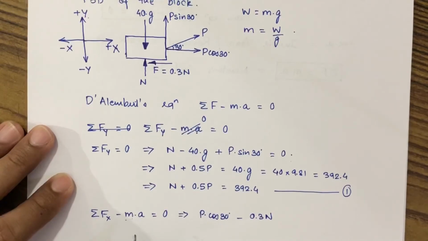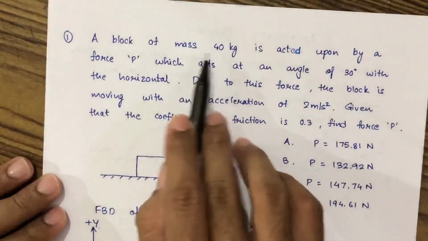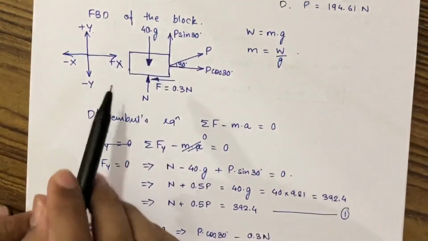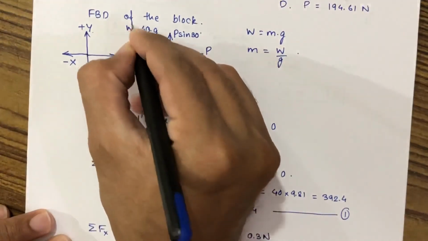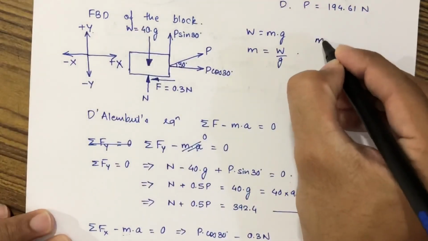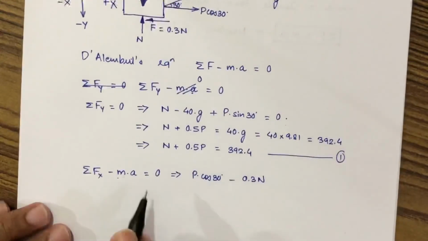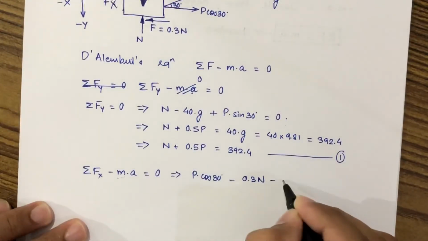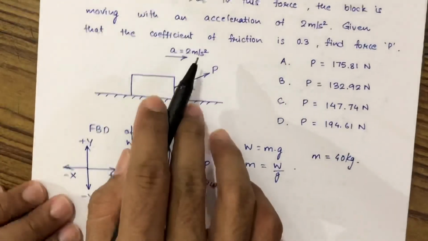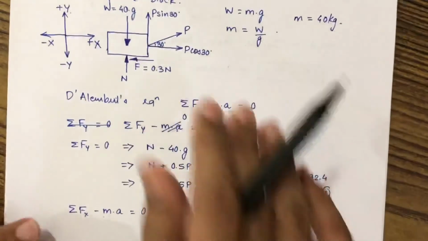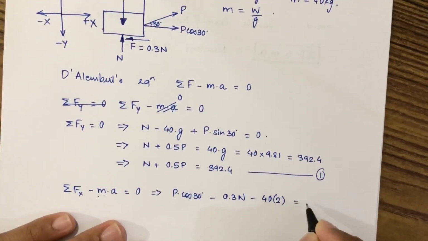Minus m into a. Now m is already given as 40 kg. We need not write this as 40 into g because that is weight. M is already given as 40 kg, so we will directly substitute m as 40 kg. So this will be minus 40 into a. A is also given as 2 meter per second square. So this will be minus 40 into 2, equal to 0.